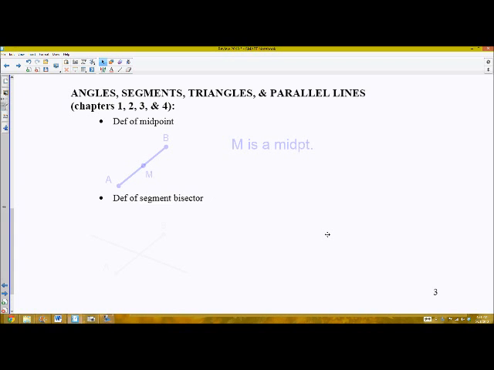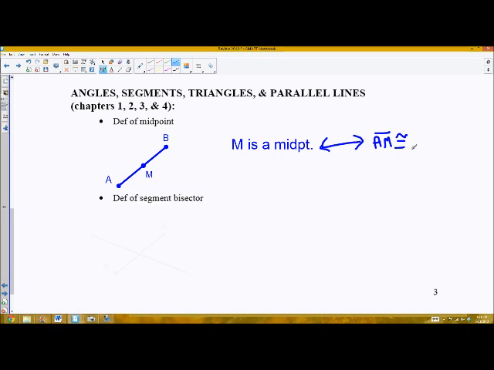If I have a diagram related to this, a conclusion that I can make from that using the definition of midpoint is that the midpoint cuts it into two congruent segments. So let's write that down. Okay, so M is a midpoint if and only if, which is a biconditional, so this can work in both directions when using it in proofs. AM is congruent to MB.